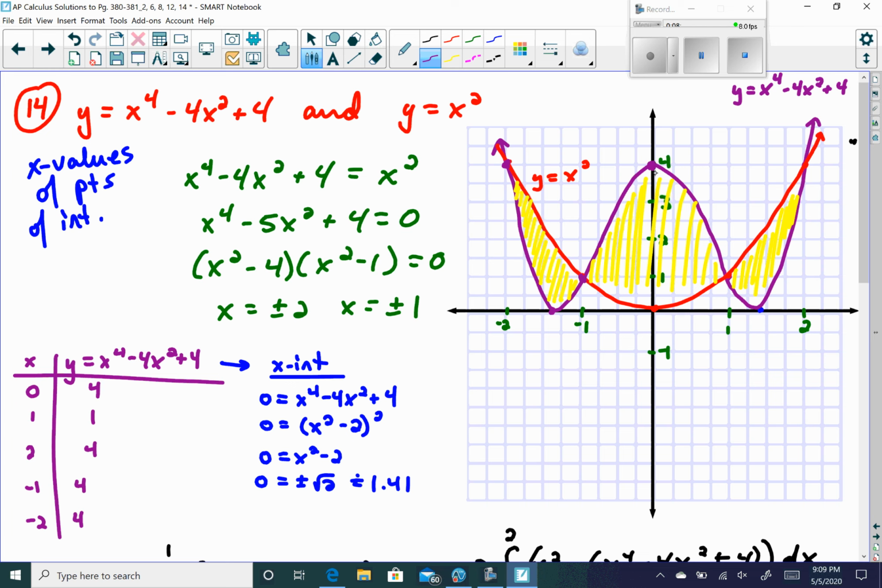Up here at 0, 4. Same thing at 1, 1. Here's my other x-intercept, and then up here as well. And then it's sort of stretched out. Notice how I have my x-axis numbered. And then y equals x squared. Again, we have 0, 1, 1, 2, 4. So we have the points of intersection.